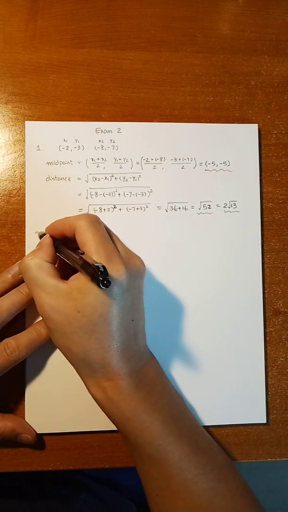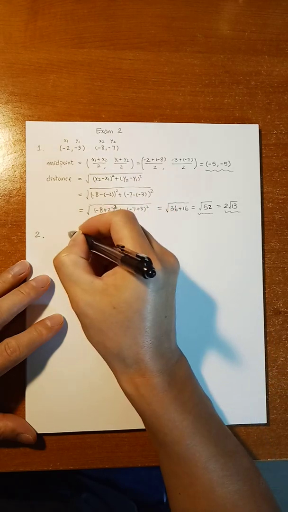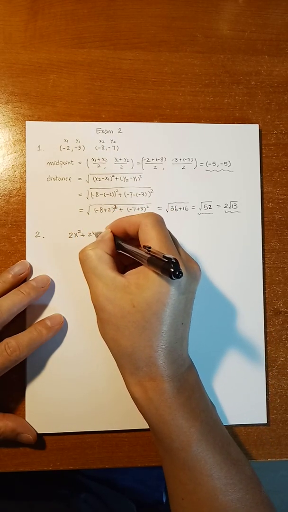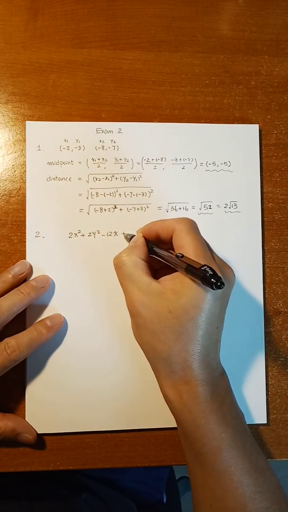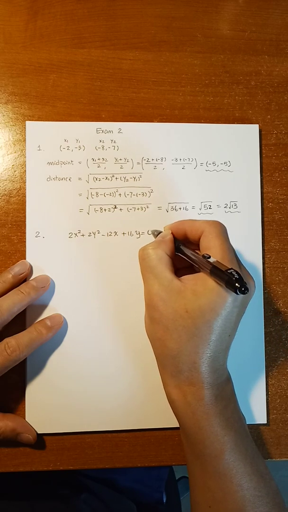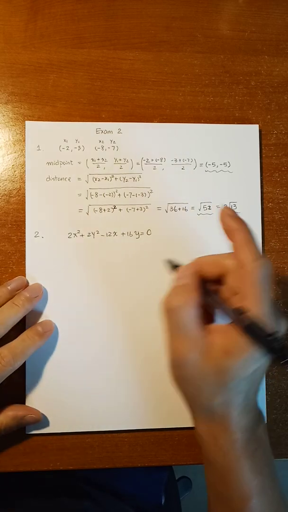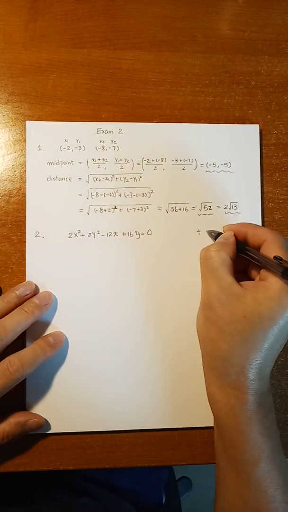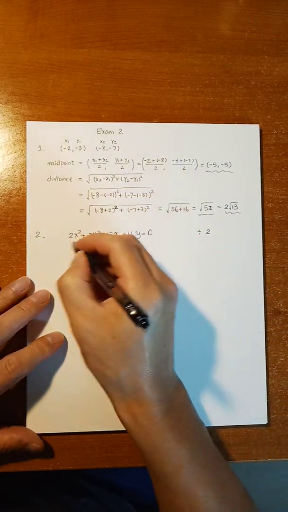And second problem, determine the center and the radius of the circle. So 2x squared plus 2y squared minus 12x and plus 16y is equal to 0. In the equation of the circle, x squared, y squared both have coefficient 1. So here they have coefficient 2. You have to divide this equation by 2 first. That's the first step. So we divide the equation by 2.